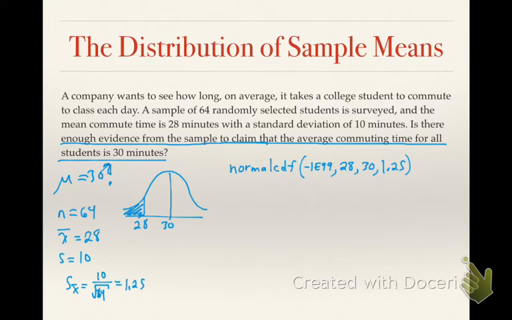And then typing this into my calculator, I get 0.0547992894. Okay, and it keeps going, of course. So what this means is that there's roughly 5.5% of all the sampling means, all the samples will produce a mean of 28 or lower. Now that's very unlikely. So what we can say is the answer is no.